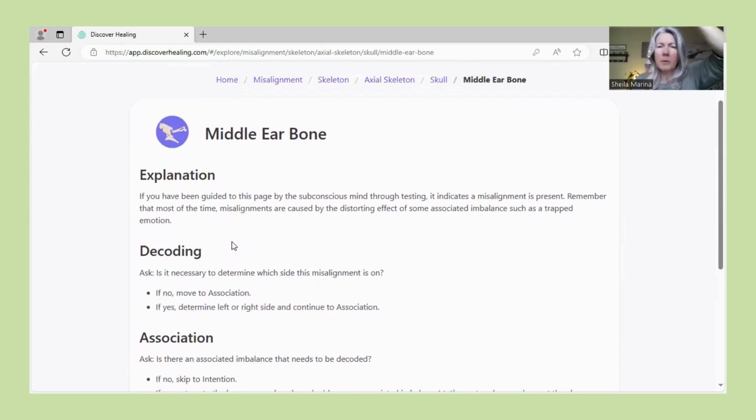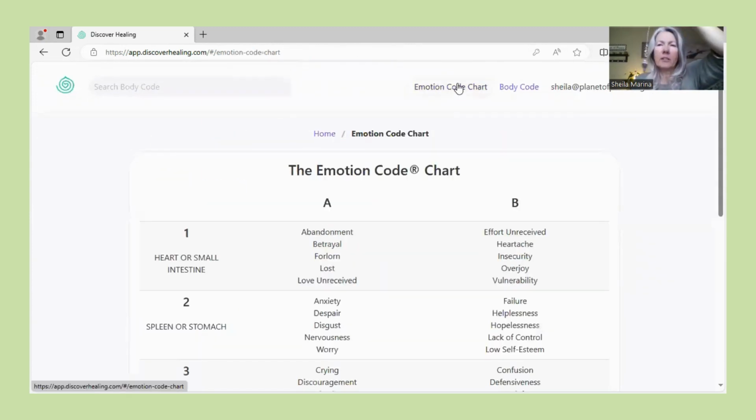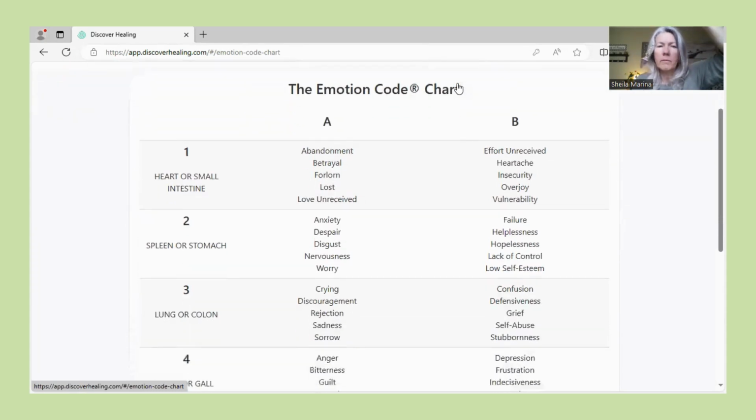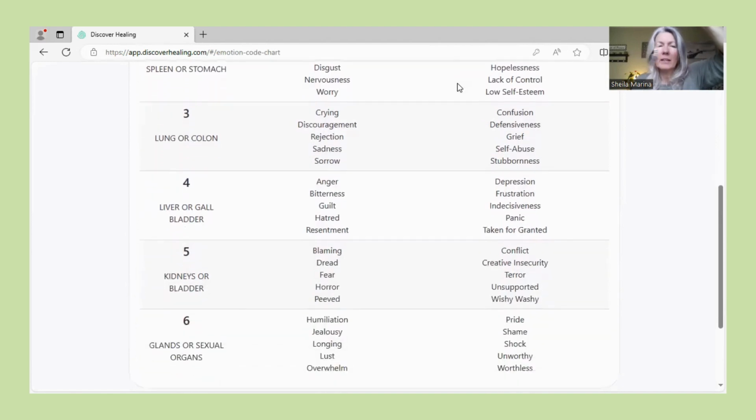Regarding the middle ear bone for Gus, is there a trapped emotion in there? Yes, there's a trapped emotion. Okay, so let's find out here. We're going to go back to the Emotion Code chart. And for Gus, is this trapped emotion in column A? No. In column B. In column B, is it in an even row? No. Is it in B1? No. B3? No. B5? Yes.